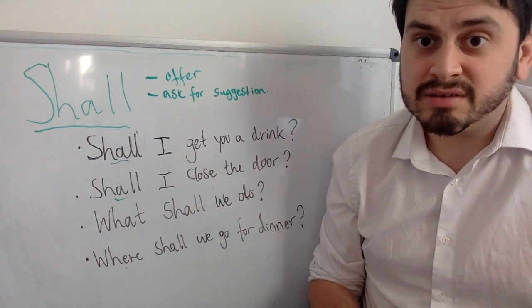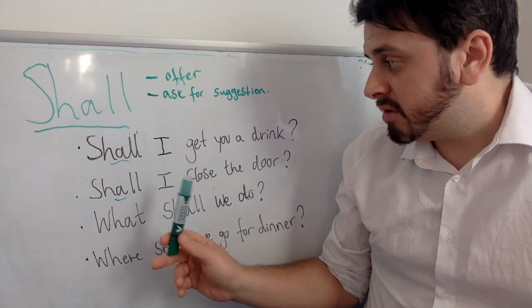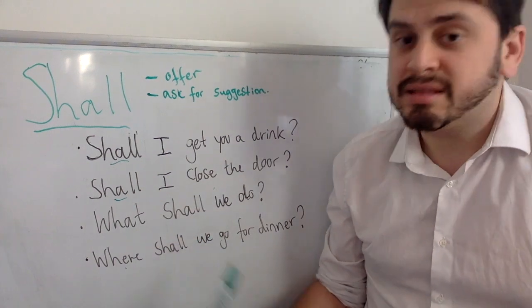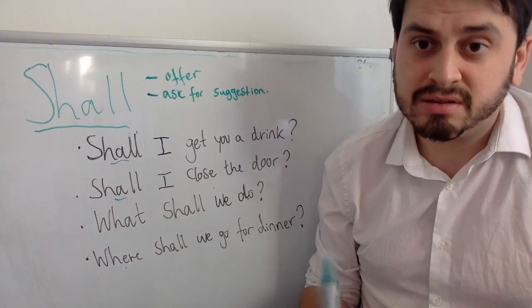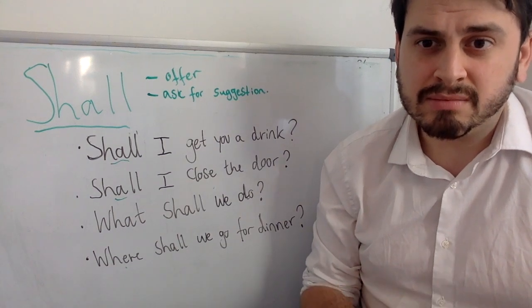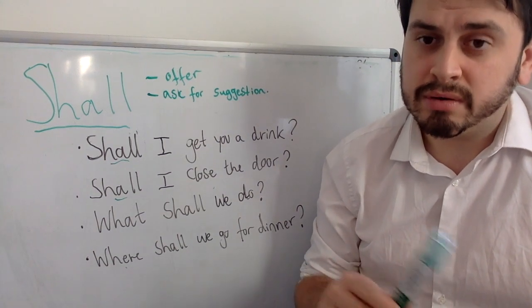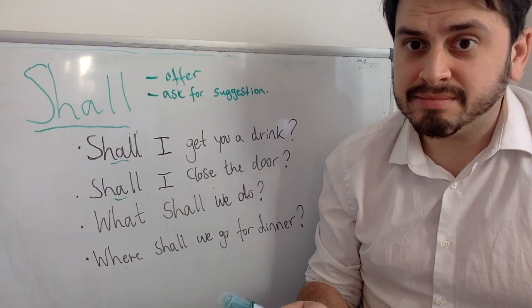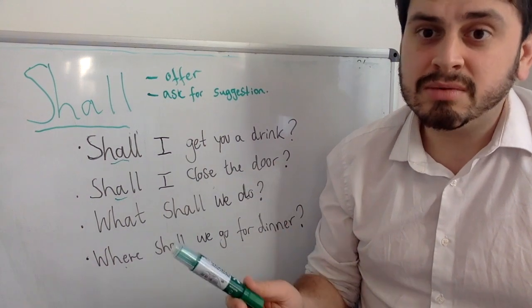Also you notice here that I have only used I and we in the examples, and this is because we tend to only use I or we with shall. We don't really say you shall or he shall or she shall. But anyway, when do we use shall?